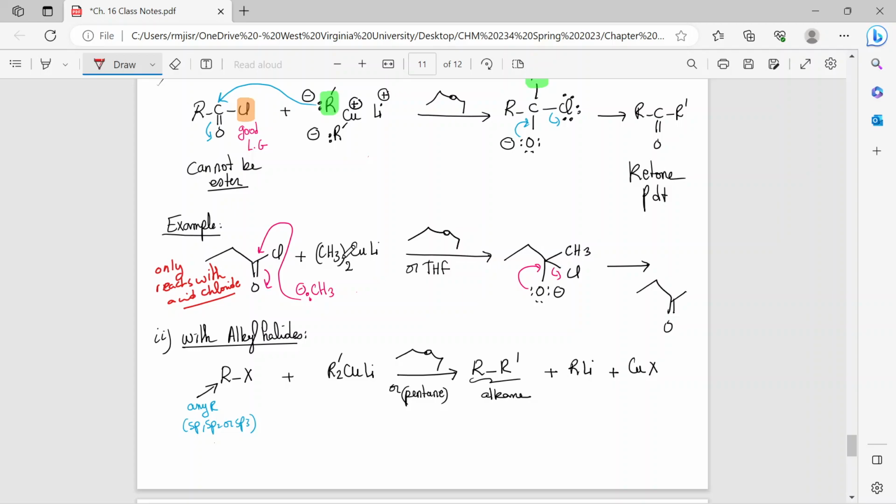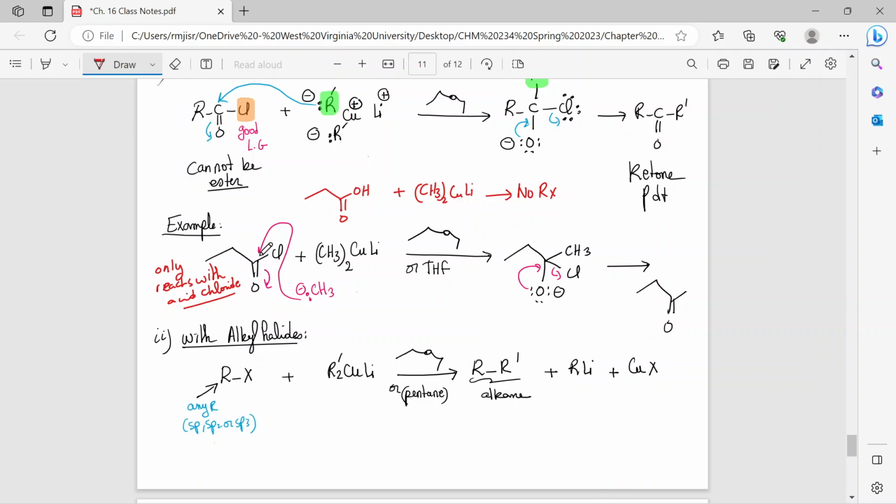Gilman does not act as a base. So let's say, for example, you have a carboxylic acid. It's not like the Grignard reagent. If you are using Gilman, CuLi, you're not going to have an acid-base reaction. So the CH3 here will not pick an acidic hydrogen. There is no acid-base reaction. Gilman cannot attack the carbonyl, so it cannot do a carbonyl addition. It cannot do an acid-base reaction, so there will be no reaction.